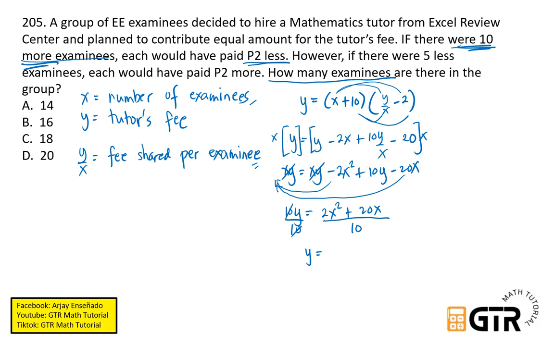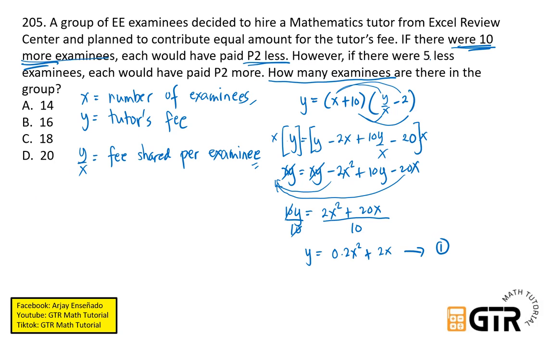y is equal to 2 divided by 10, so that is 0.2x squared plus 20 divided by 10, that is 2x. So ito na yung equation number 1 natin. Okay? So next, equation number 2 naman.